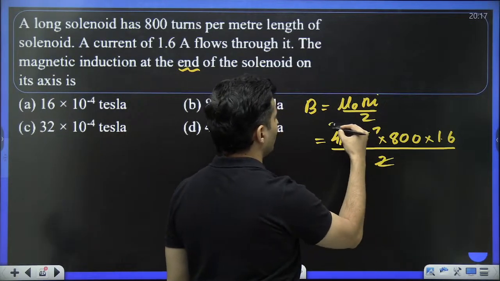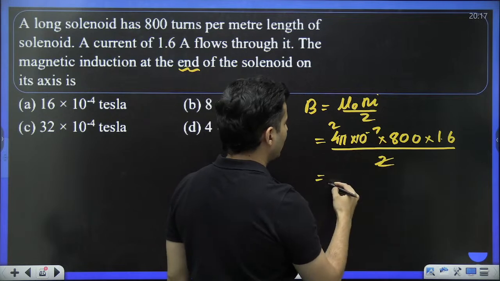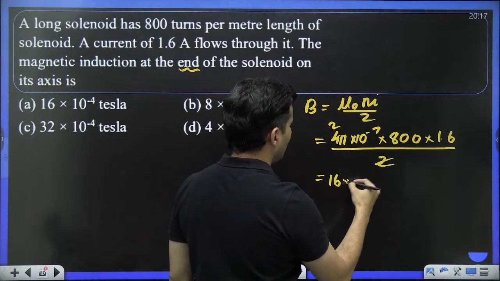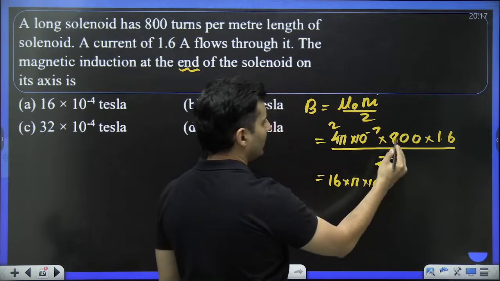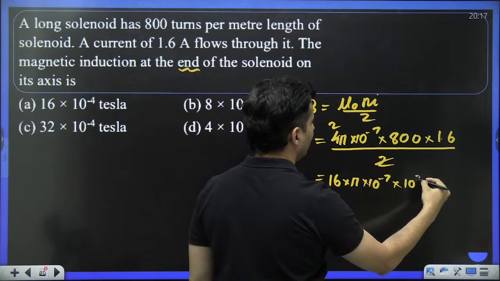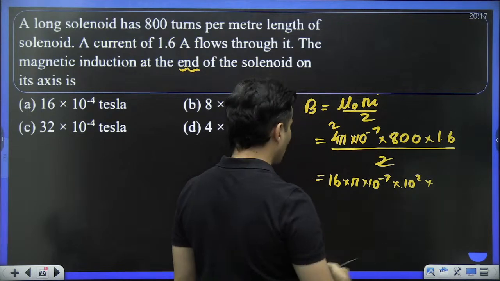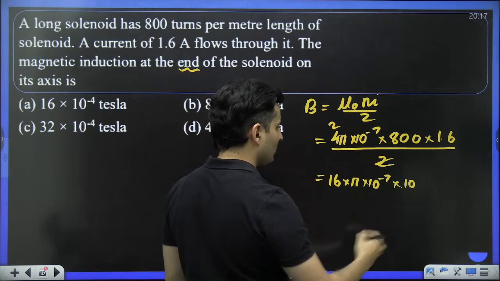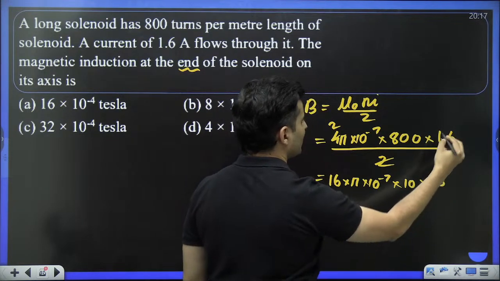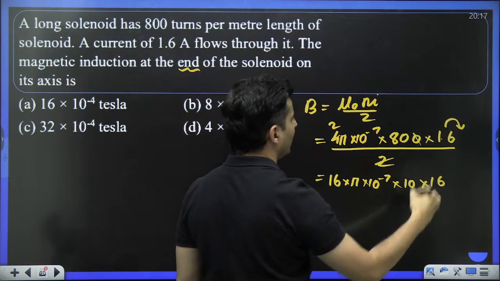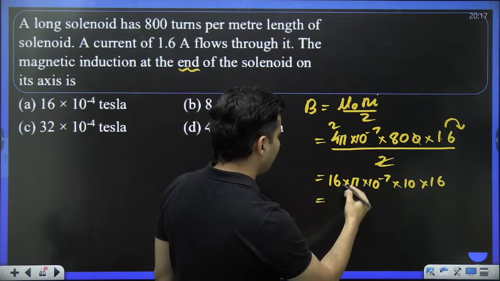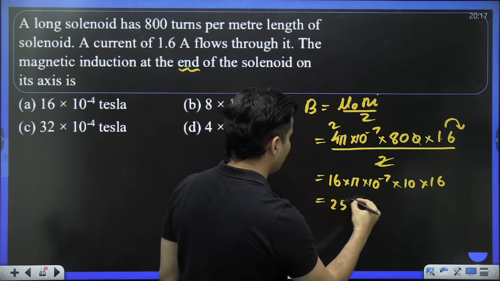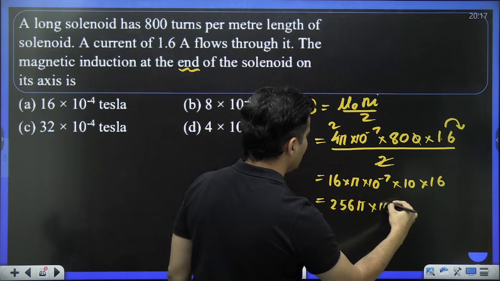This 2 goes with this 4, becomes 2. 2 into 8 will become 16, and you have pi, and you have 10 to the power minus 7. Those two zeros are there, and take one 0 over there maybe. So maybe I'll just put 10 into 16. I just shifted that decimal by removing one 0. So this will become 16 into 16, 256 pi into 10 to the power minus 6.